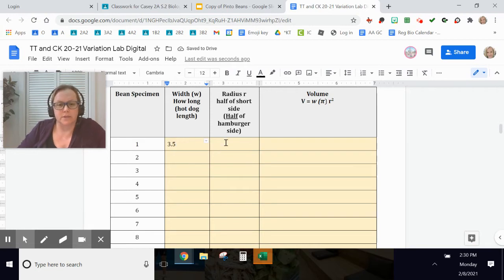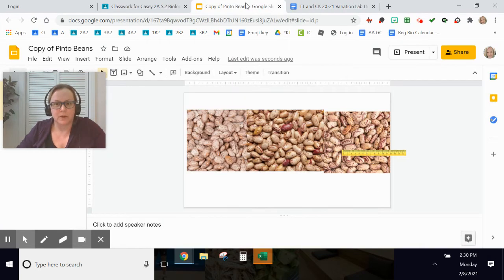The next thing we're going to do is we need to get the radius, or half of the short side, half of the hamburger side, same bean. So I'm going to go over here and take my ruler and rotate it. Again, you use the blue circle to rotate. So I'm going to rotate it this way.